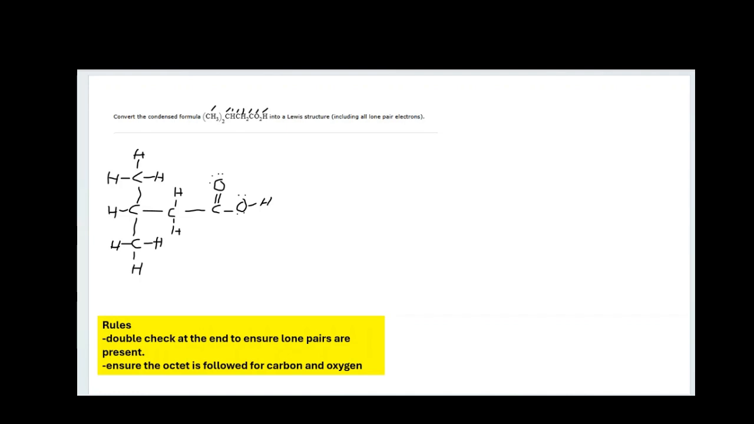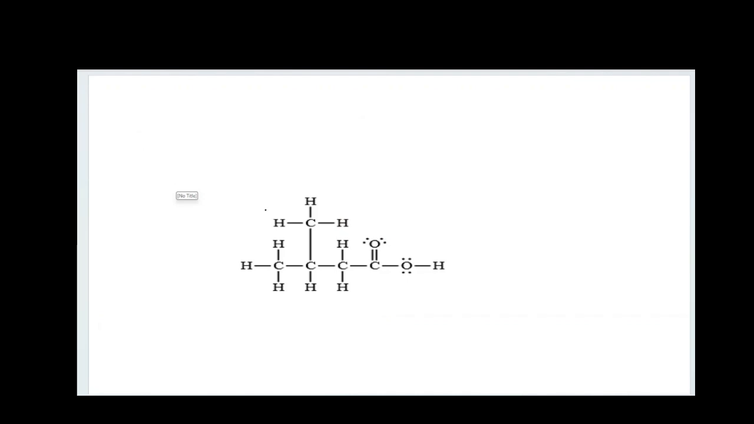And then I will show a better structure of it, or what ALEKS likes to see. Again, this is correct, but this is also how ALEKS has their example as well.